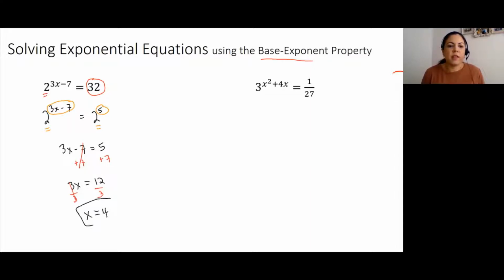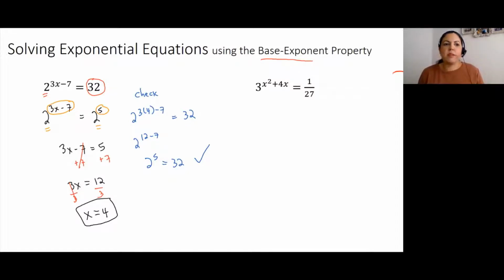That's our solution. And of course, we can always check that answer. It's a good idea to check your answers, whether you're doing it mentally or writing it all out. If I plug in x equals 4, we get 2 to the 12 minus 7, which is 2 to the fifth. And we do know that that equals 32. So that works. So again, using the base exponent property to get the same base and solve for that exponent.